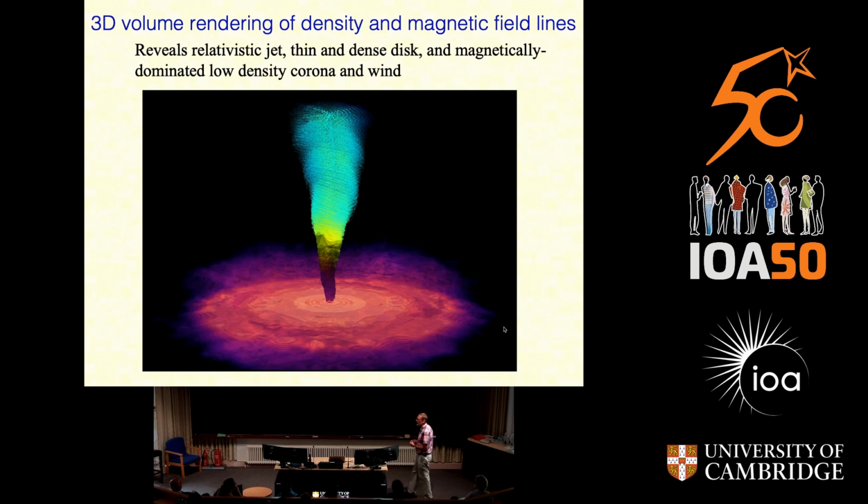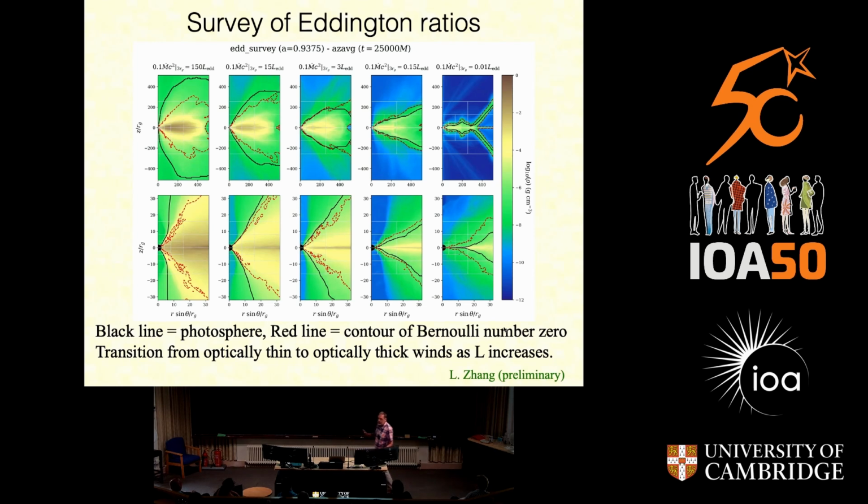You've seen lots of artists' impressions of these disk flows. This is actual data from that calculation of the mass density, with this corona and this relativistic jet emerging from the magnetic field. And we can do surveys now as well with different Eddington ratios. So the model I showed you was this roughly 3 Eddington model in the middle, but we've also gone up to 150 times the Eddington ratio and then down to about 10 to the minus 2 the Eddington ratio.